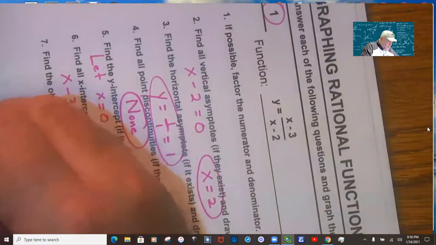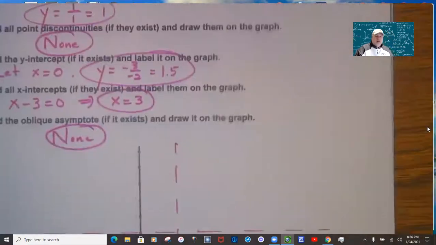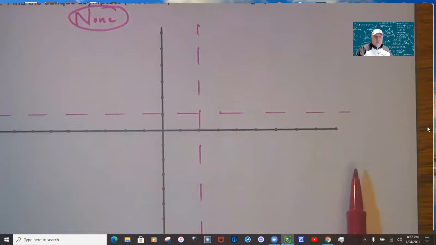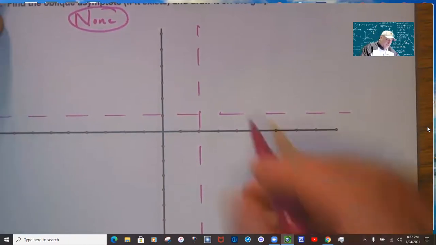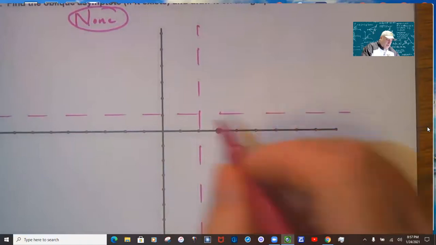And then y equals 1. So this is going to affect the domain and range. So if the graph never crosses these, that means we need to take them out of the domain and range. So y equals 1, horizontal, x equals 2. And then from there, put in the asymptotes. I'm sorry, put in the intercepts. So 3 and 1.5.